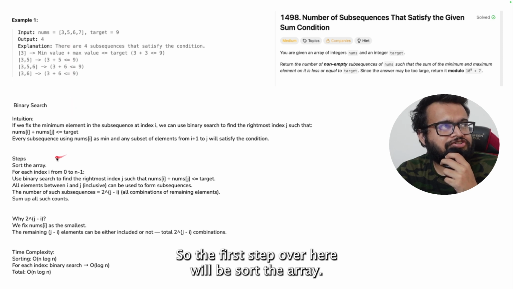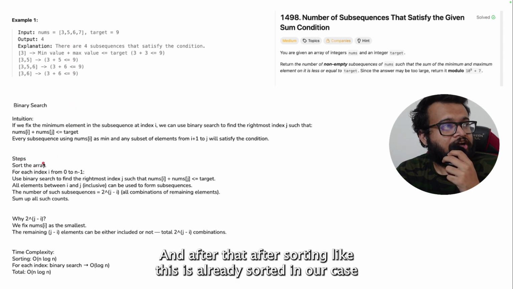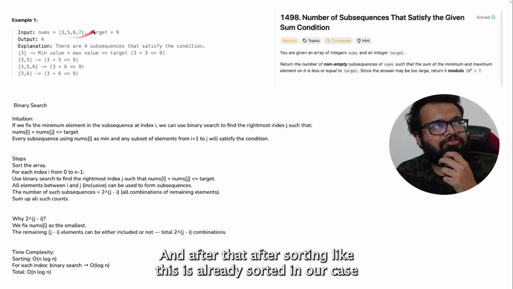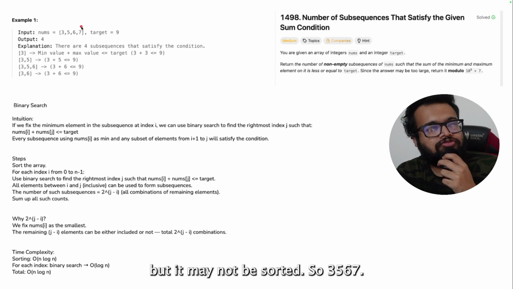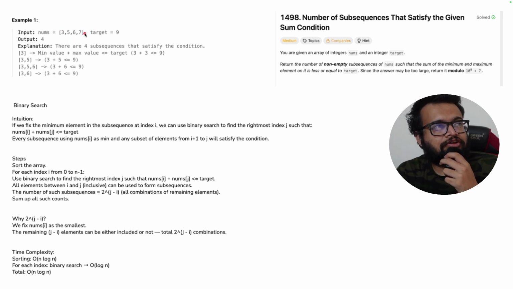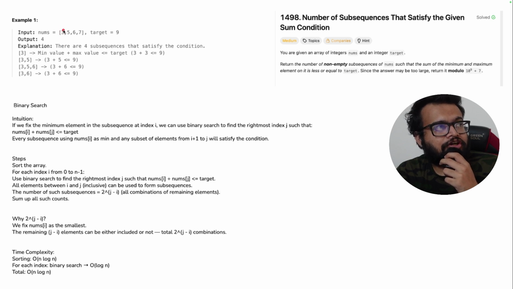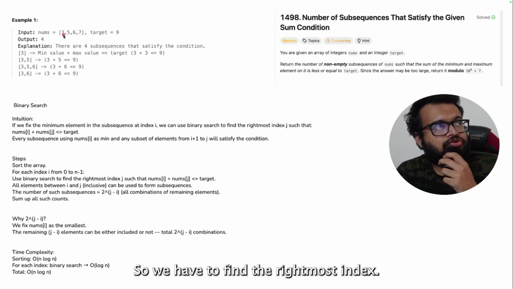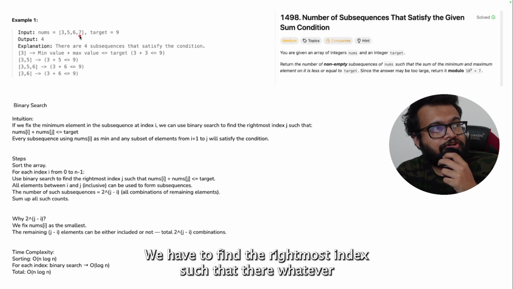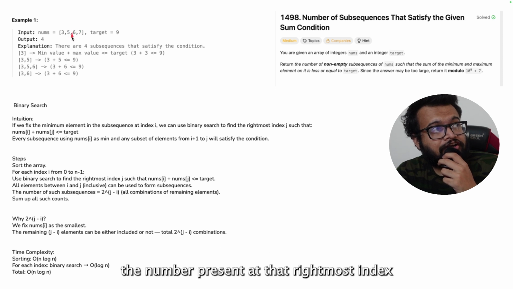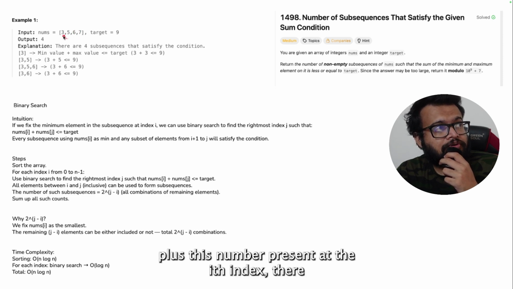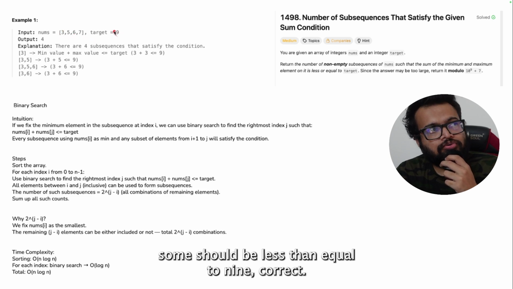Okay, so the first step over here will be to sort the array, and after sorting, like this is already sorted in our case, but it need not be sorted. So 3, 5, 6, 7. After this, what we will do is we will pick the first element. Okay, after picking the first element, we have to find the rightmost index such that whatever the number present at that rightmost index plus this number present at the ith index, their sum should be less than equal to 9.